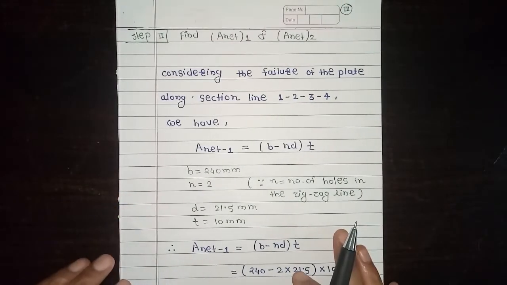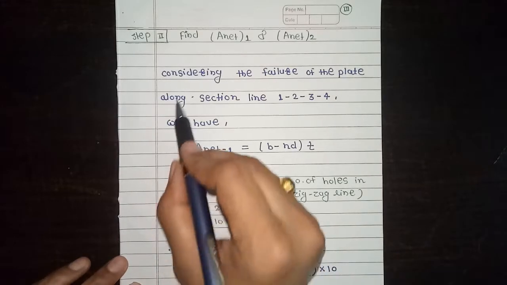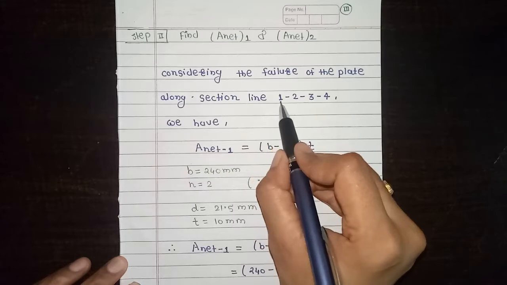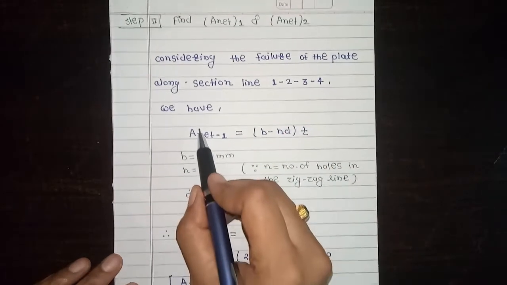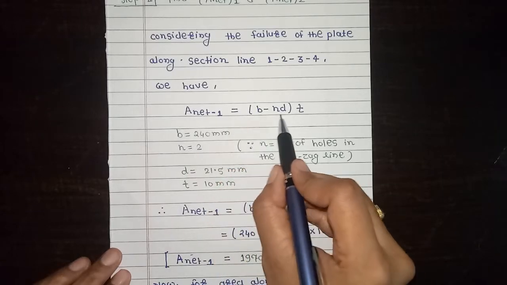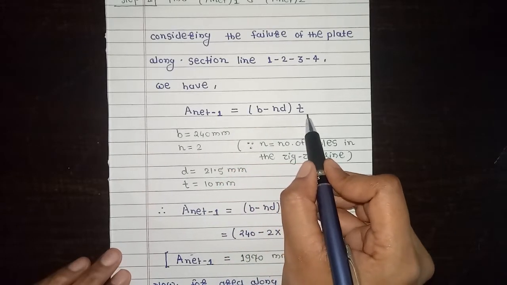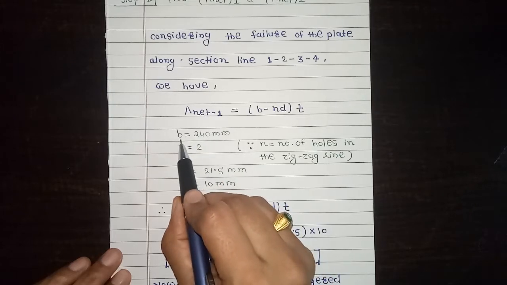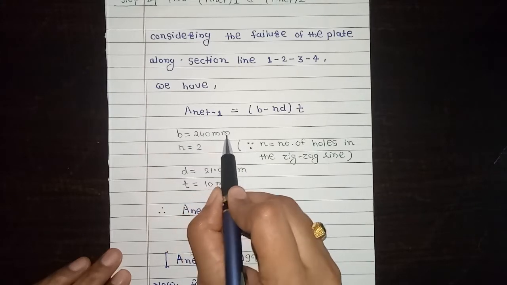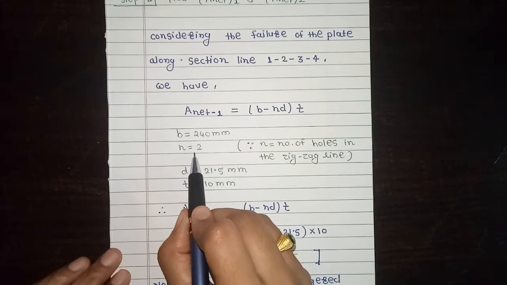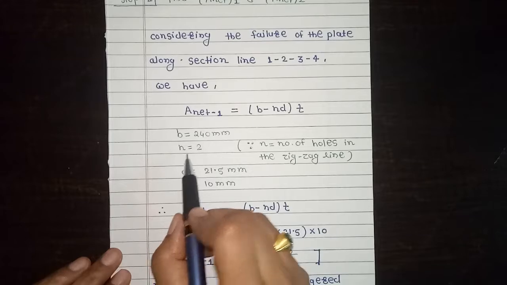So first of all we will calculate A net 1. So considering the failure of plate along section 1, 2, 3, 4, we have A net is equal to (B minus nd) into T. So B is equal to width of plate, B is equal to 240 mm, n is equal to 2, so n is the number of holes in the zigzag line.